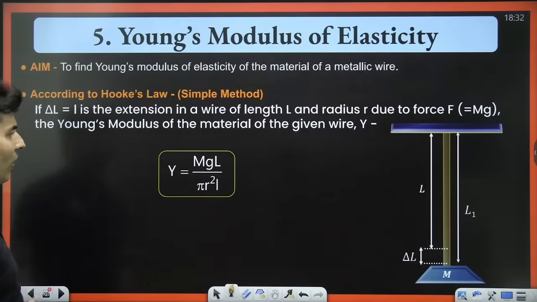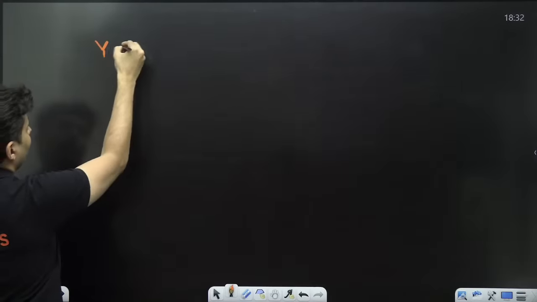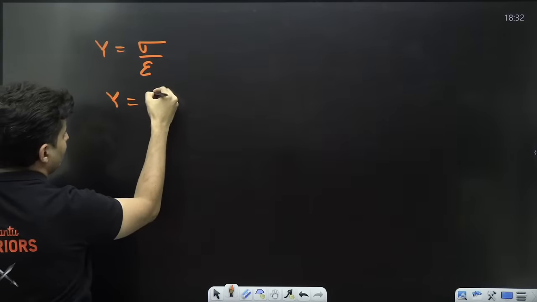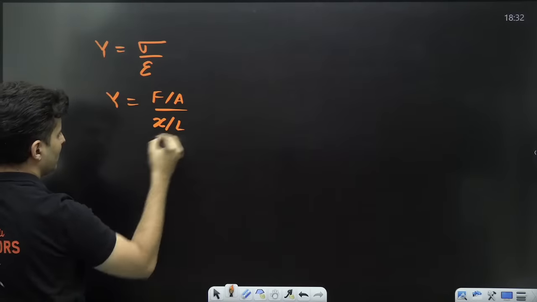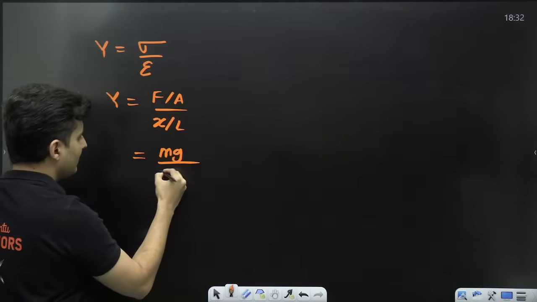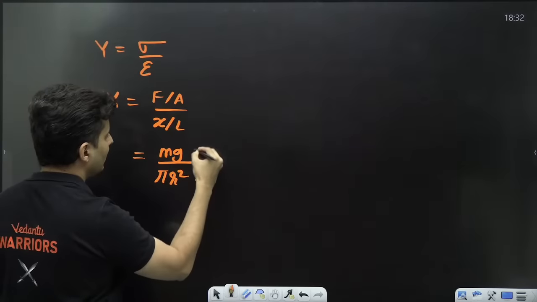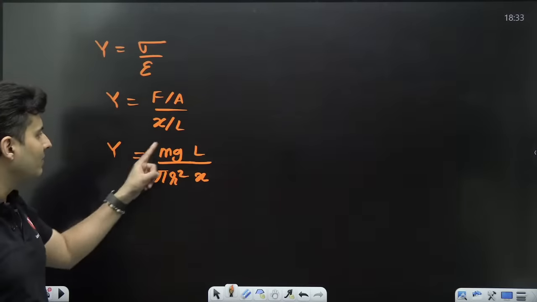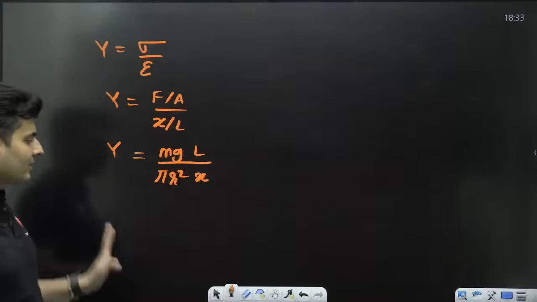Great. So what is the final formula that you get for Young's modulus? Because we know Young's modulus is stress by strain, and stress is the force by area. Strain is nothing but extension by original length. So force is nothing but mg. Area is nothing but pi r square. r is the radius of the wire. x is the extension. L is over here. So that is your Young's modulus: mgL by pi r square x. Same thing, mgL by pi r square small l. One and the same thing.